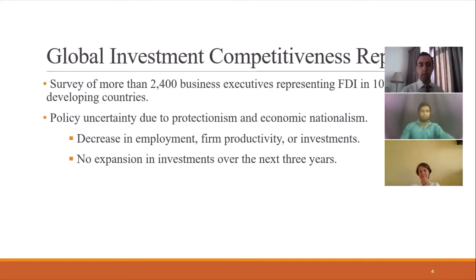This survey shows that policy uncertainty due to protectionism and economic nationalism has had two effects. First, a decrease in employment, firm productivity, or investment. And then the surveyed executives also mentioned that they have no intention of expanding their investment over the next 3 years.